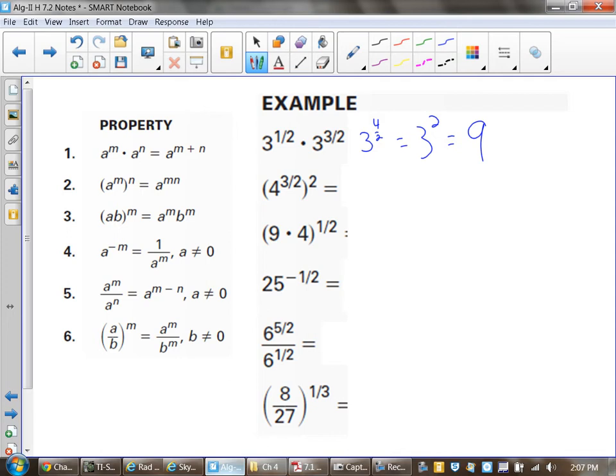Same thing with this one. You've got a whole bunch of stuff raised to an exponent, so you have power to power. When that happens, you have to multiply your exponents. What's 3 halves times 2? 3. Yeah, 6 halves, so you get 4 to the 6 halves, which is 4 cubed. And last time I checked, 4 cubed is? 64.